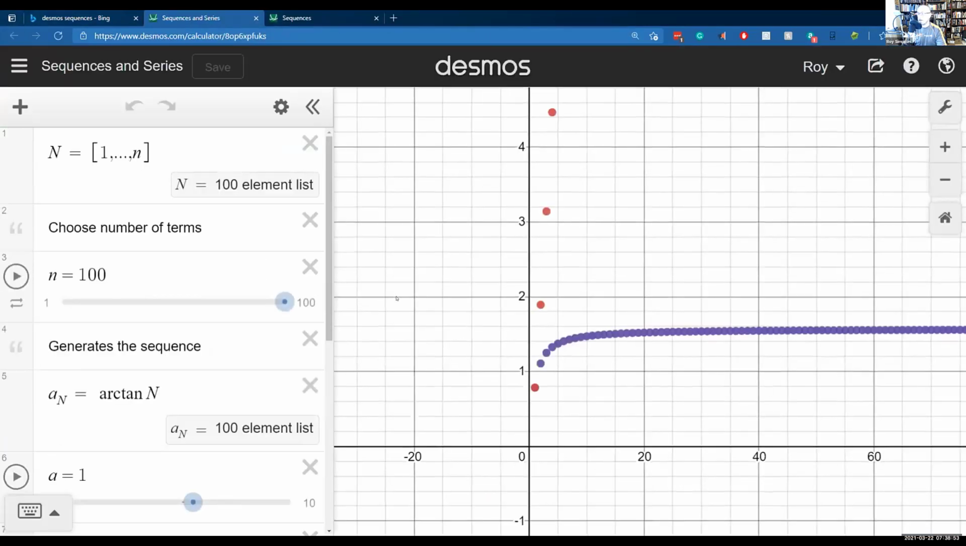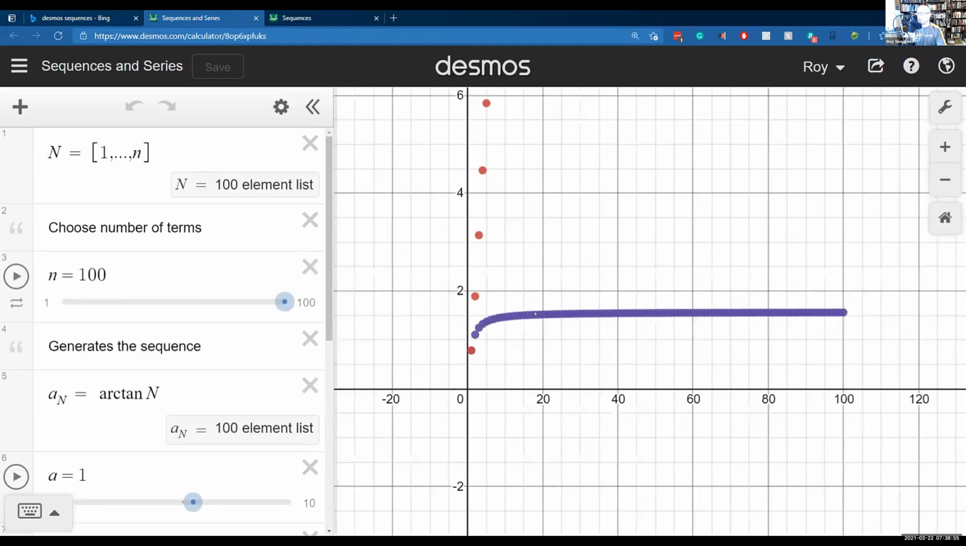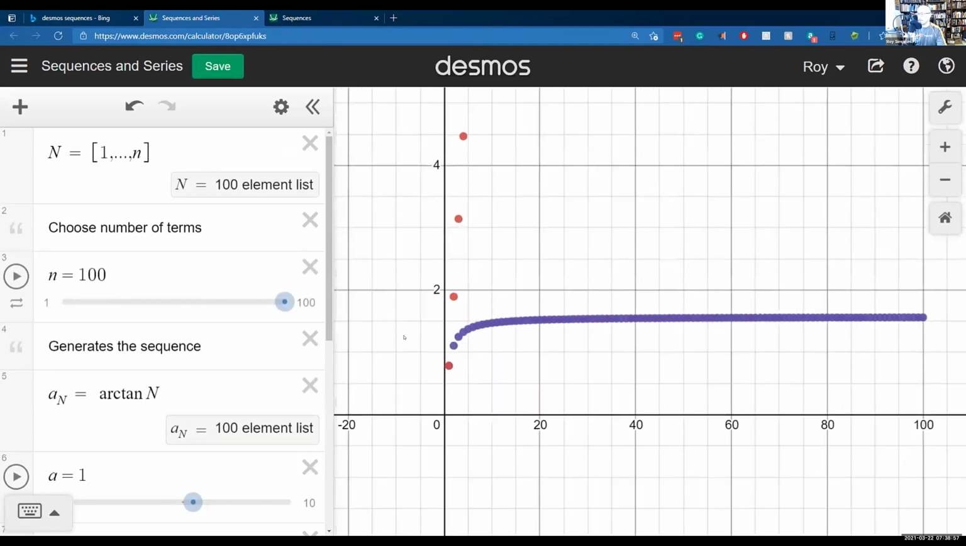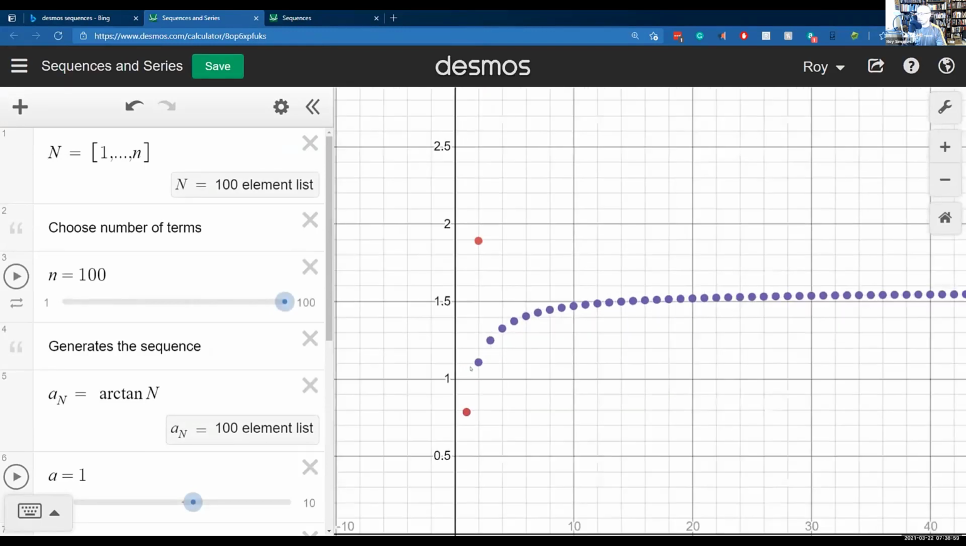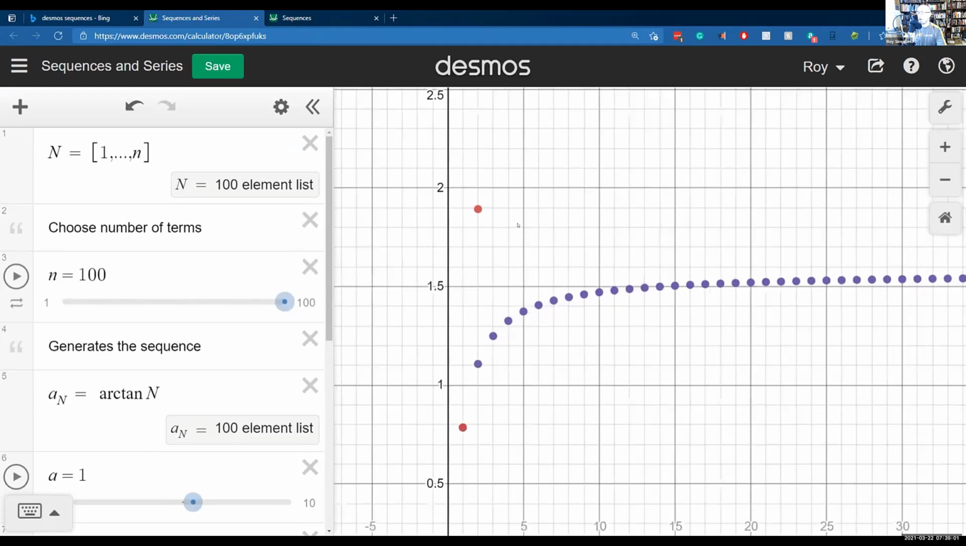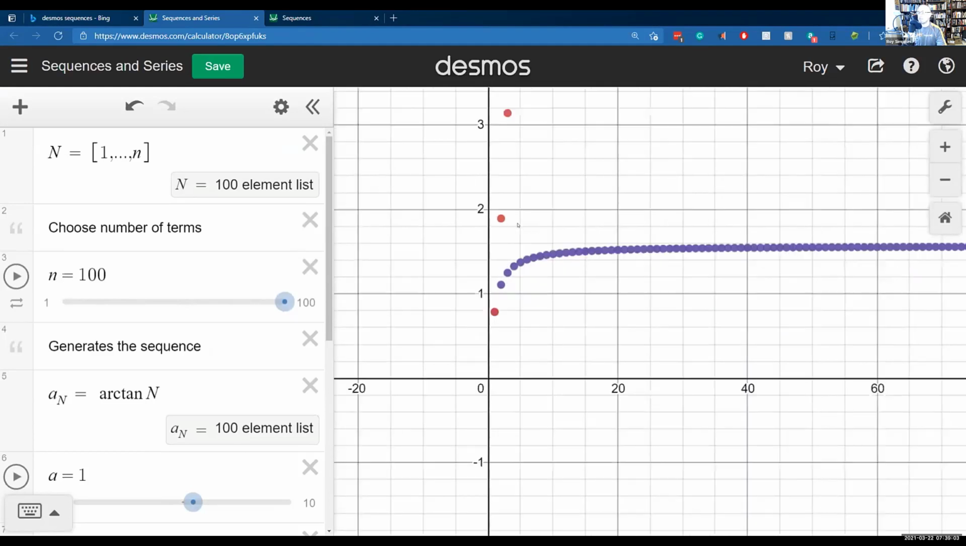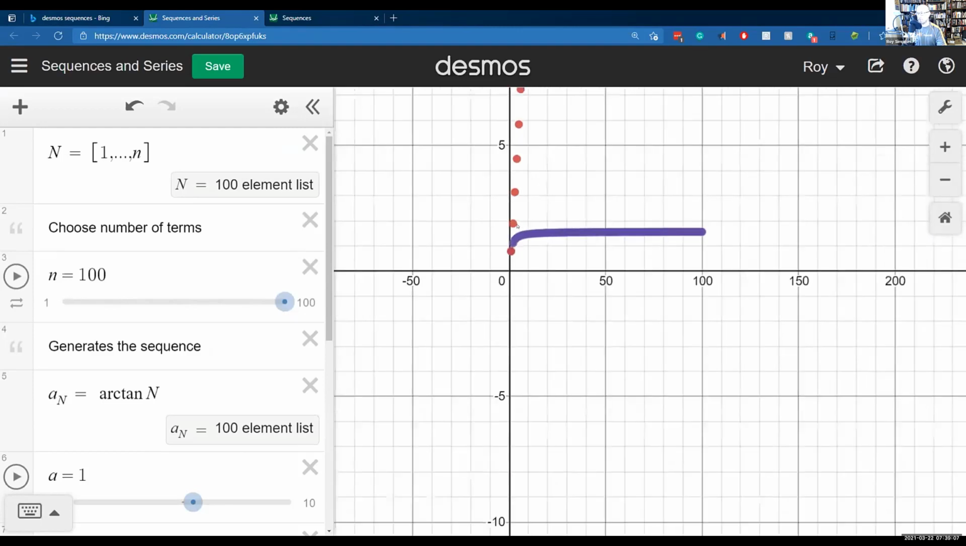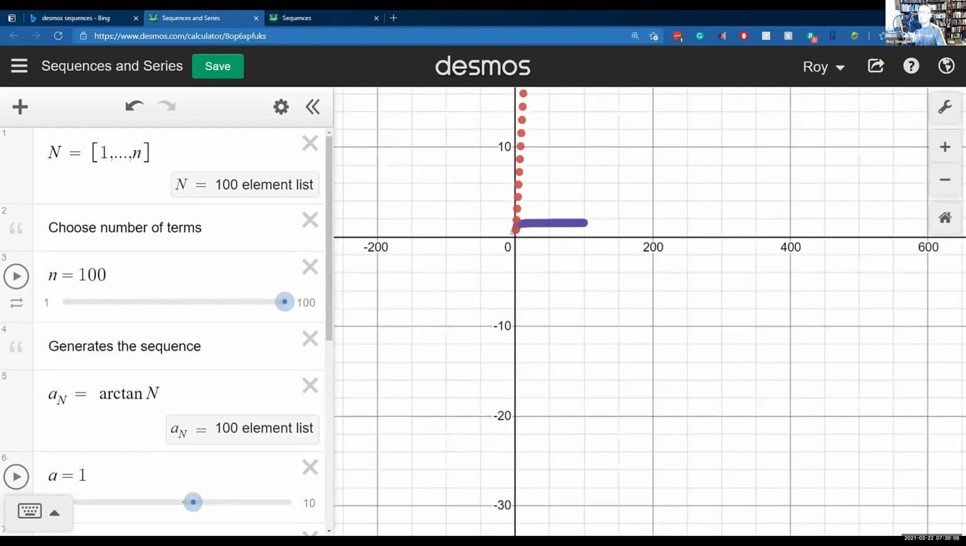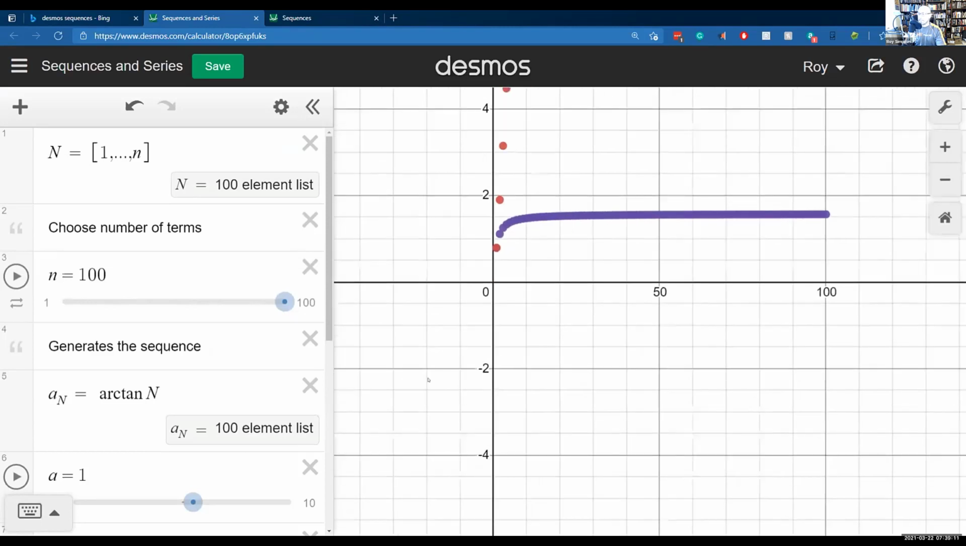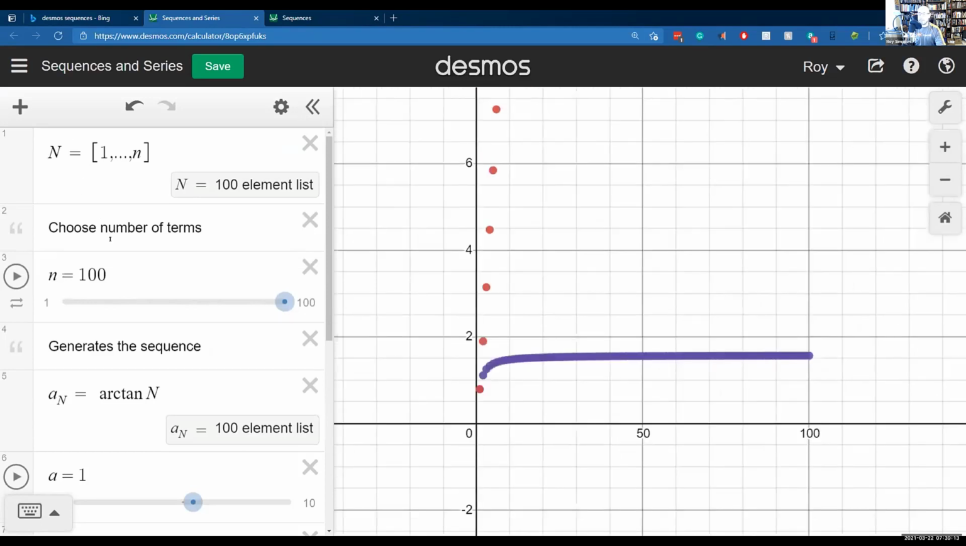Yep, that's it. Okay, notice that I have a sequence of purple dots here. I'll zoom in so you can see they are purple dots. But I also have a sequence of red dots. And those red dots are actually the sum of those purple dots. Notice those red dots blow up. So let's go ahead and take this person's sequences in series Desmos applet and let's change it up a little bit.